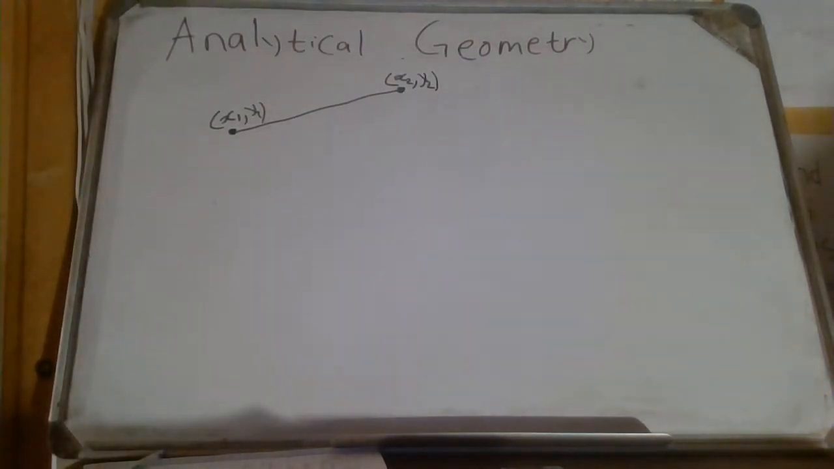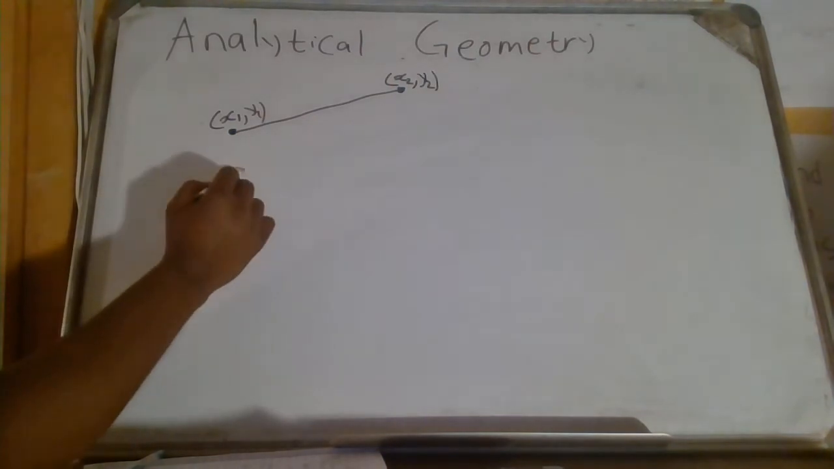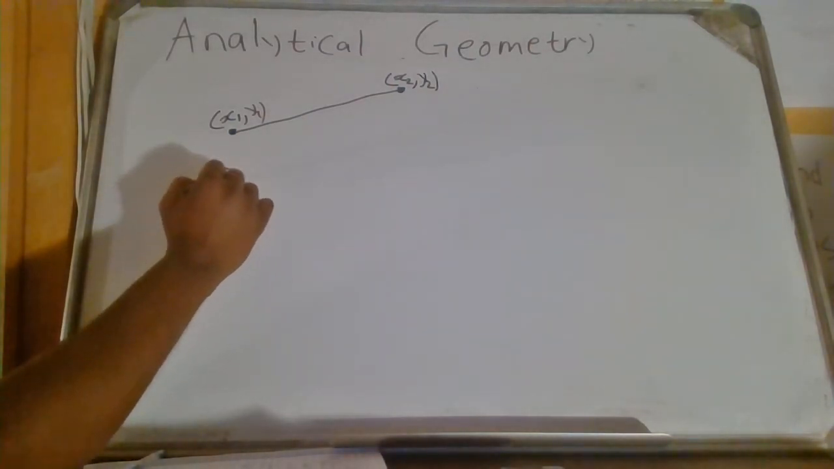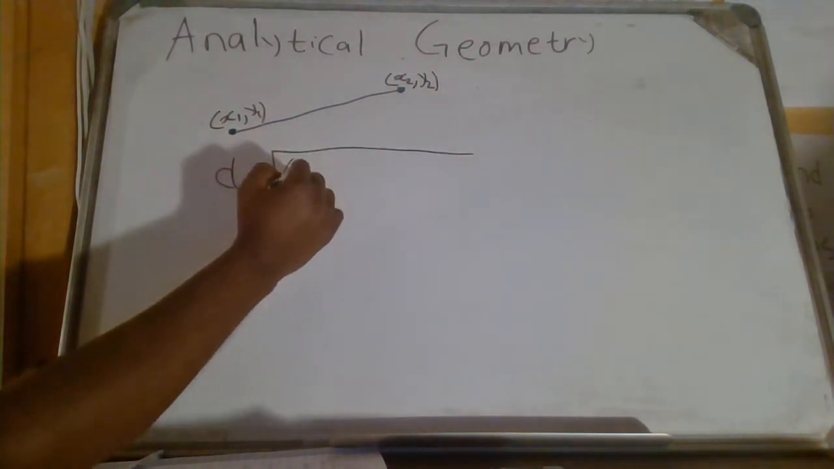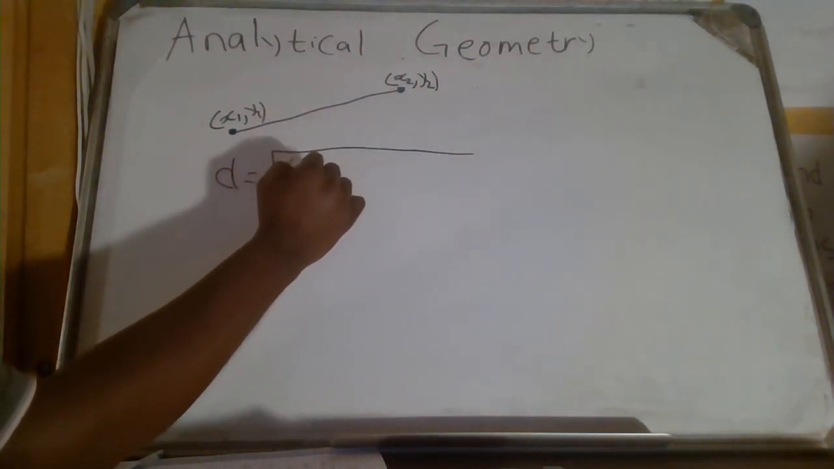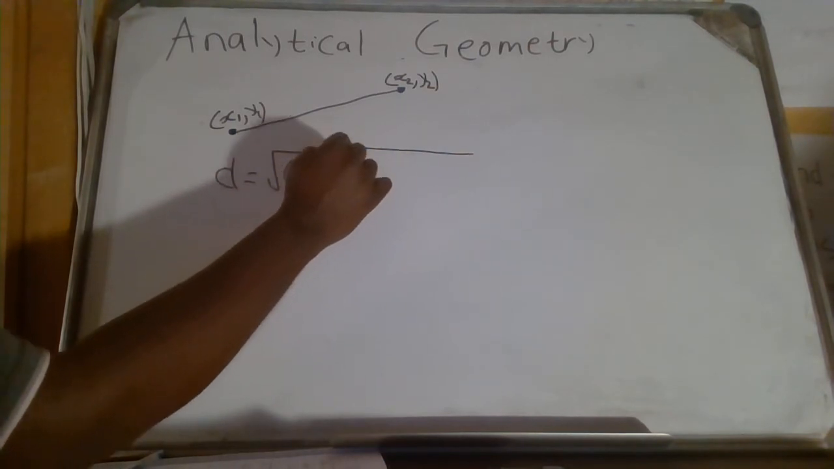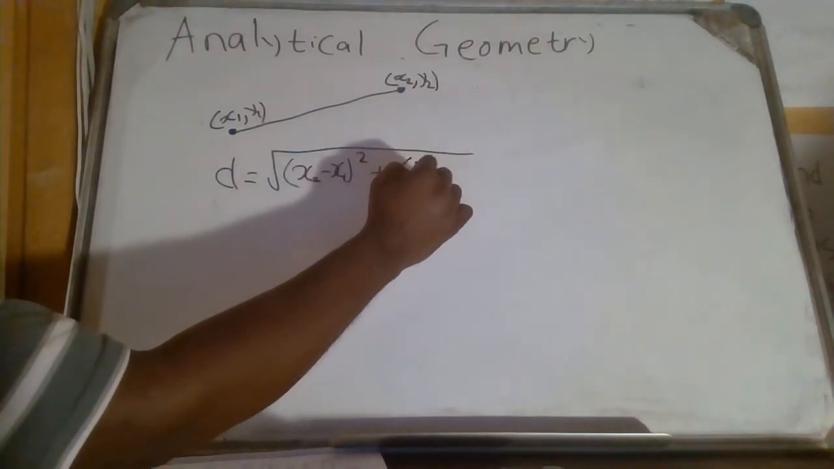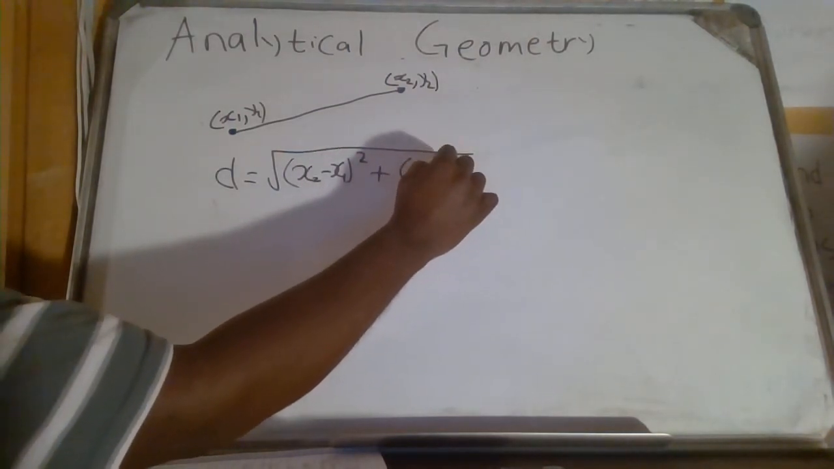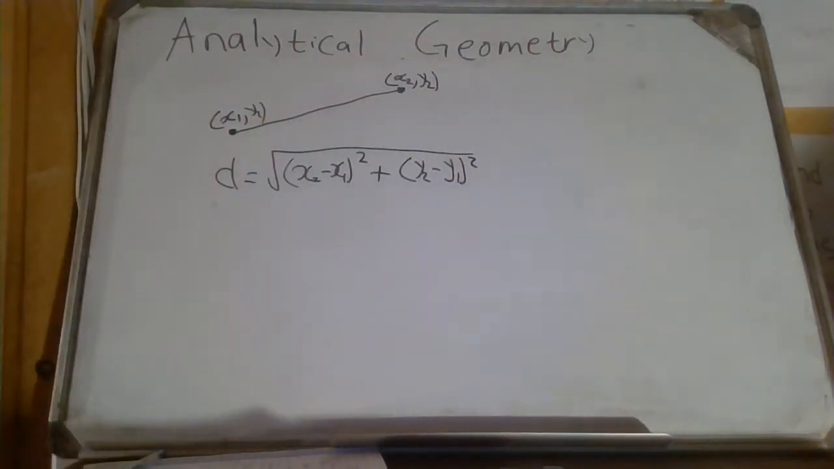Now, how do we find the distance between these 2 points? We find the distance between these 2 points by using the distance formula, which is as follows. d is equal to the square root of (x2 minus x1) all squared plus (y2 minus y1) all squared. This is the formula that we use to find the distance between 2 points.